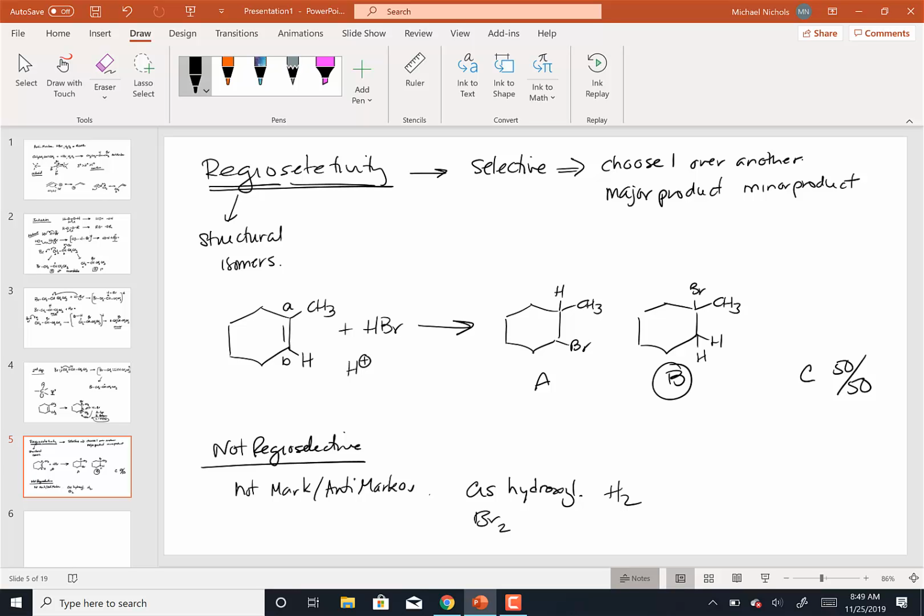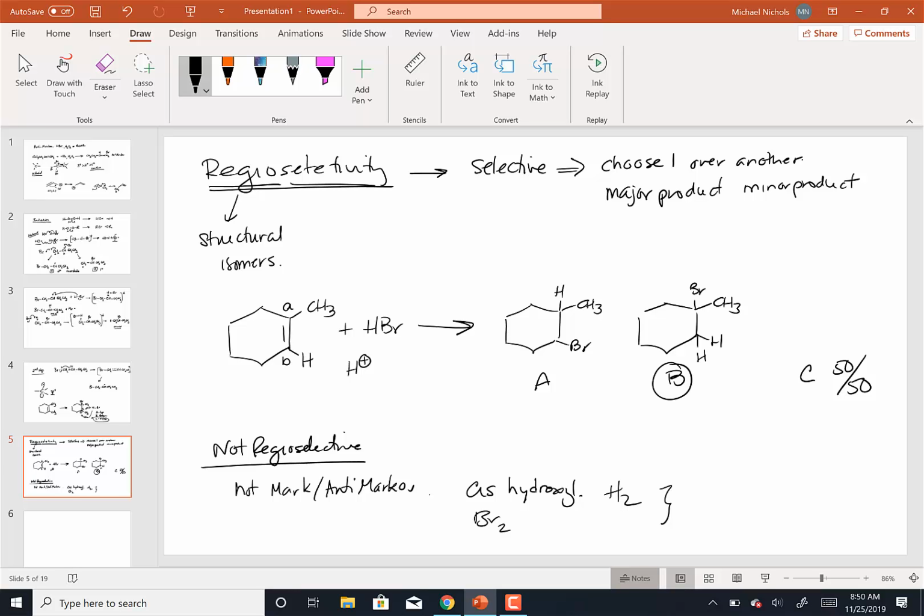What is the characteristic of all three of those reactions? And the reason why they're not anti or Markovnikov. In those reactions, what am I adding to the double bond? Two of the same group. Two OHs, two Brs, two H's. Whenever you add the same group to the double bond, it can't be Markovnikov or anti-Markovnikov.